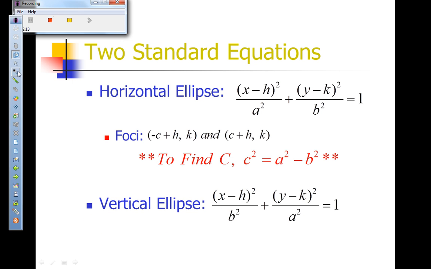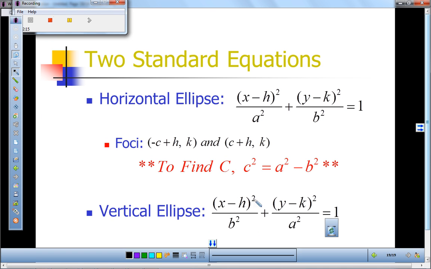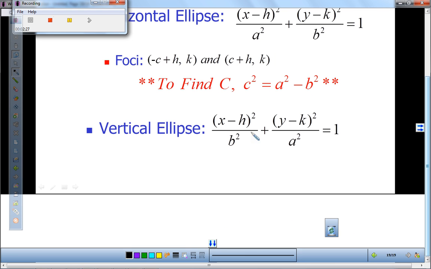Now, our vertical ellipse here, we have x minus h squared over b squared plus y minus k squared over a squared is equal to 1. Now, again, if we're at the origin, the h and the k are 0, so we'll end up with x squared over b squared plus y squared over a squared is equal to 1. Remember, your bigger value is always a. And so we have two forms of the equation, where this would be a vertical ellipse and the other one would be a horizontal ellipse.